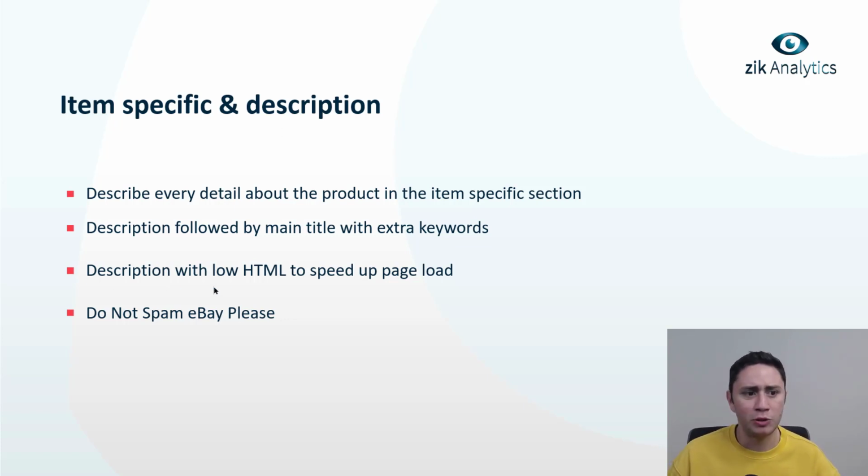Then you want to make sure you have a description with low HTML to speed up the page load. So don't try to make it too fancy, make it clean, clear. Of course, it needs to be aesthetic, it needs to look good, easy to read, in good size, good fonts, but there is no need to add too many pictures, too many colors, too many designs, all right? And as I say, do not spam eBay, please. Do not add irrelevant information to item specific, like shipping information, or all this nonsense a lot of people add just because they think it's good, okay? Do not do anything which can spam eBay.